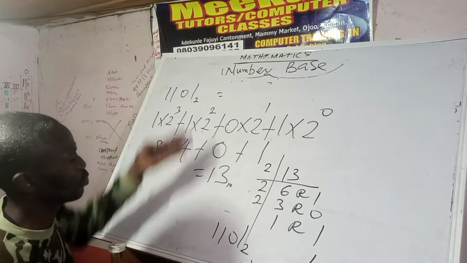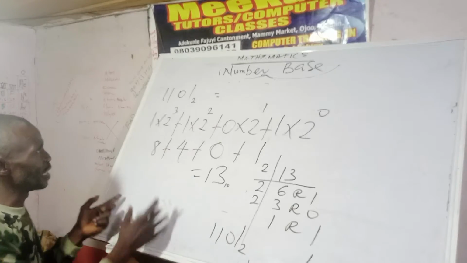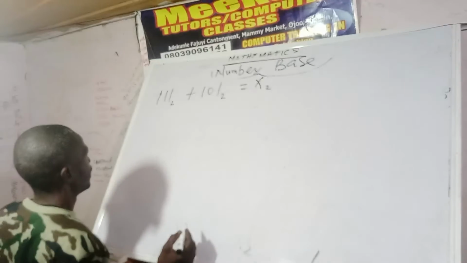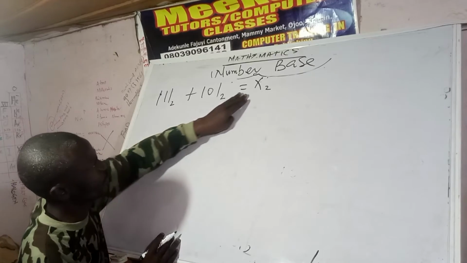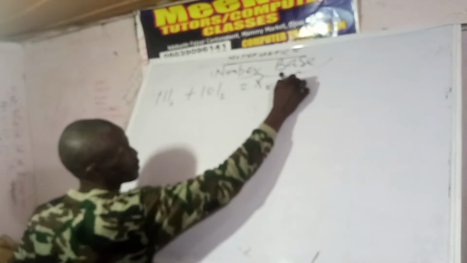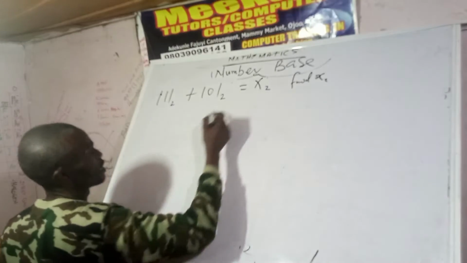We still get back to this. In conversion, it is very direct. You need to put your mind there and follow the way I work it. Thank you. Now look at this question: 111 base 2 plus 101 base 2 equals x base 2. Find x. And remember this x is in base 2.